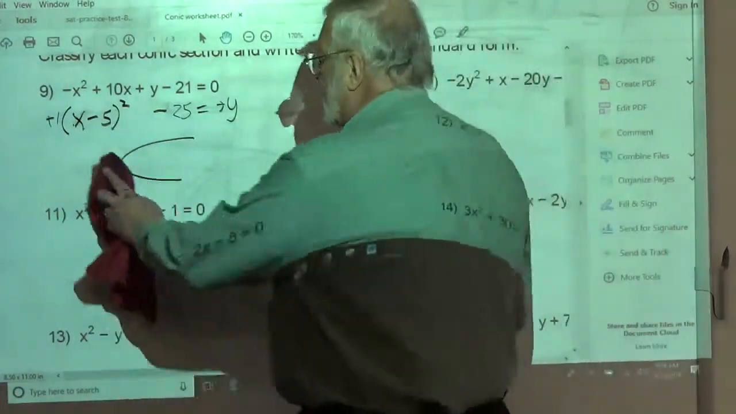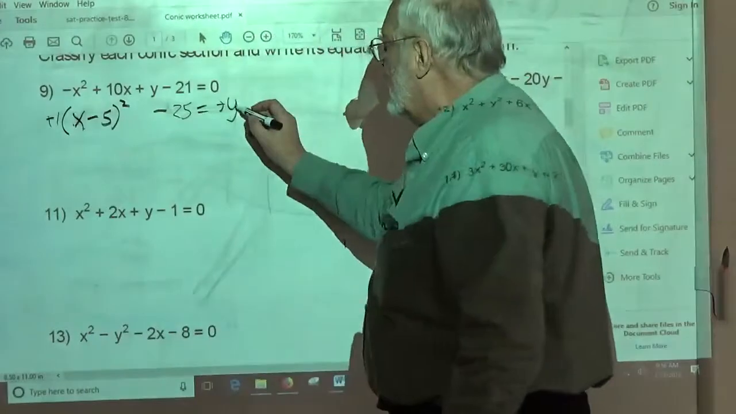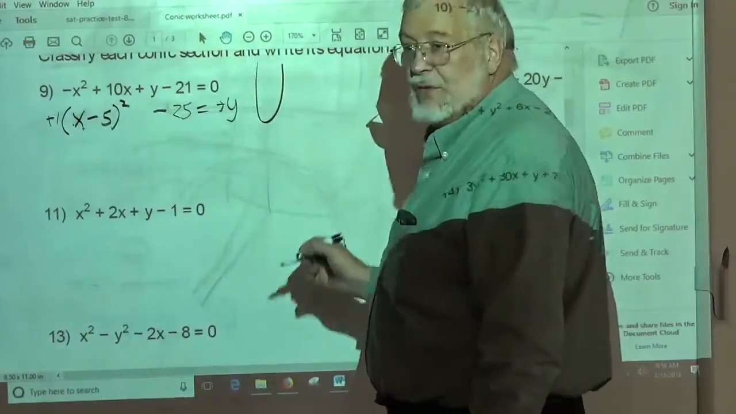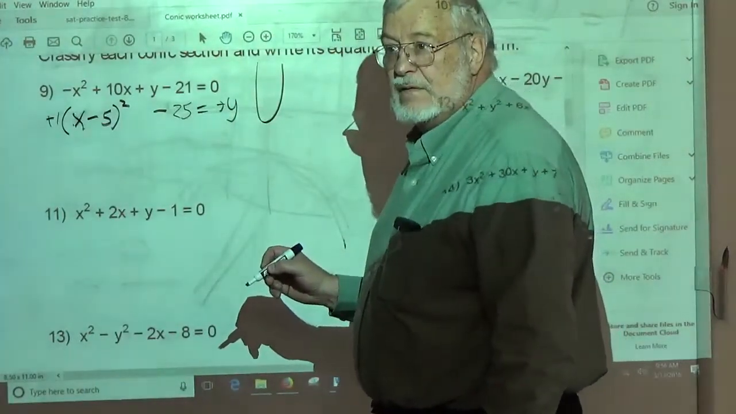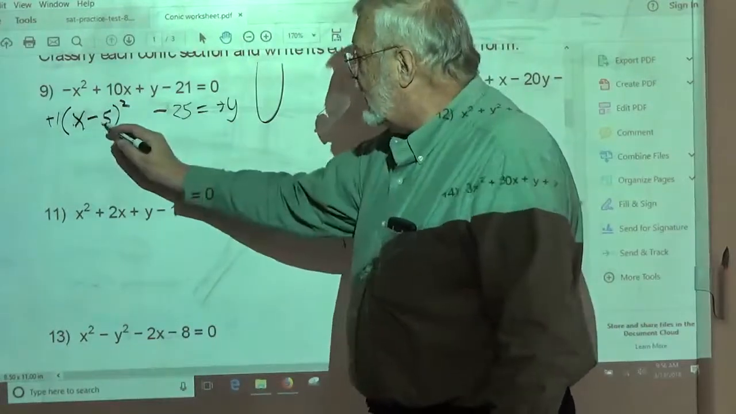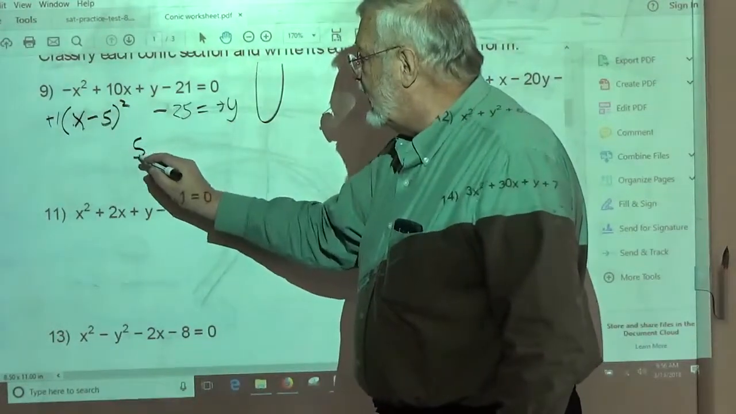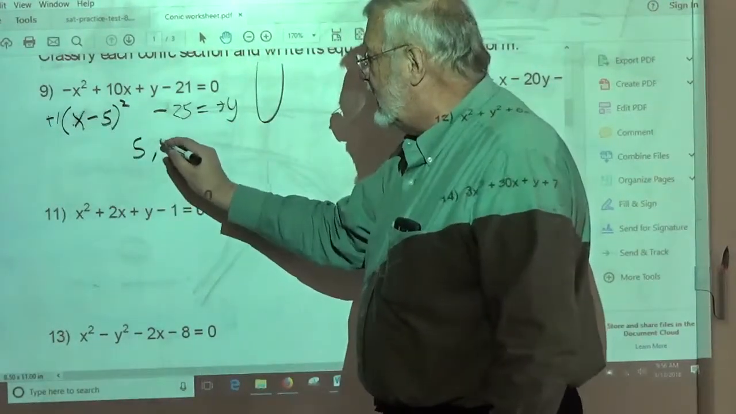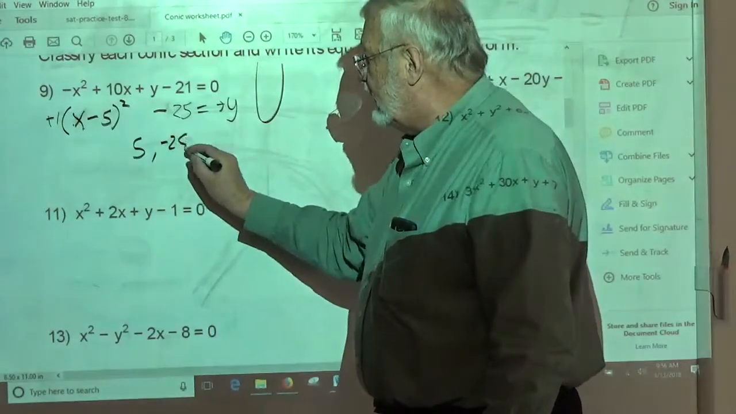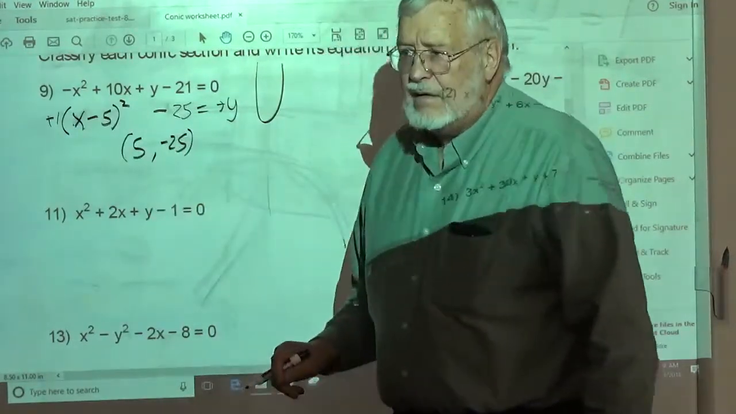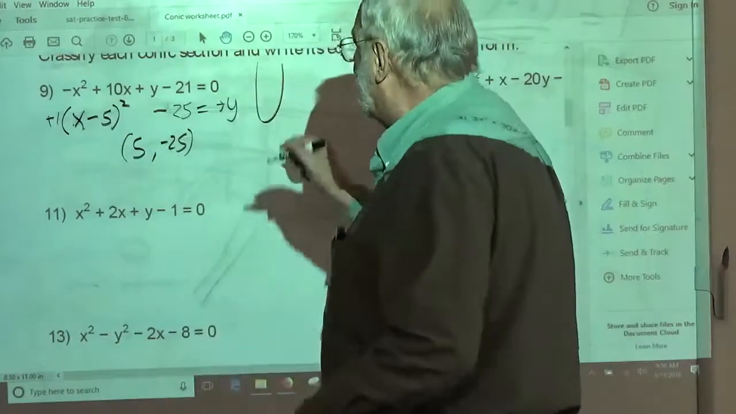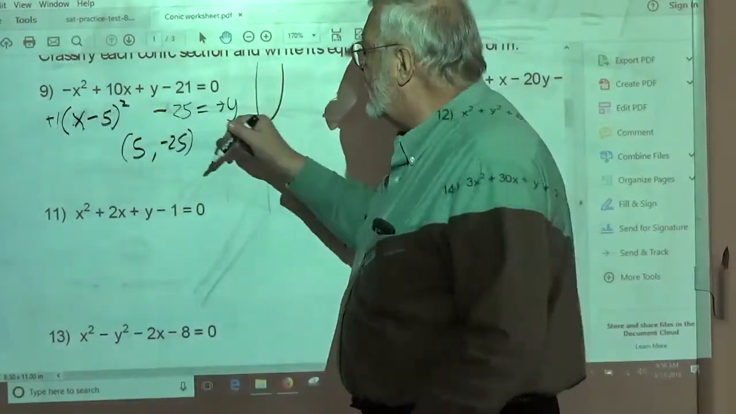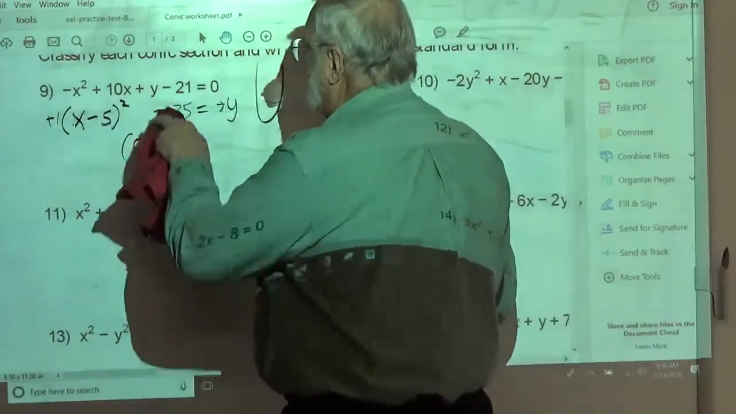No, I'm sorry. I'm looking at it backwards. The y is singular, so it's going to open this way. You said the center was -25? The center is at 5, opposite of this, -25. What about the number that was already there, the 21? This 21, that's right, I didn't see that.